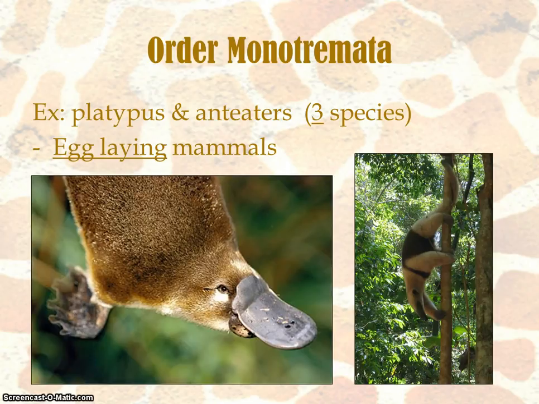Okay, let's look at some of the orders of mammals. One is going to be called the monotremata. These are your platypus and anteaters. This is the only order of mammals that actually lay eggs. Okay, they're covered with hair. They do produce milk for their young. However, they do lay eggs. This is the only group of mammals that'll do that.